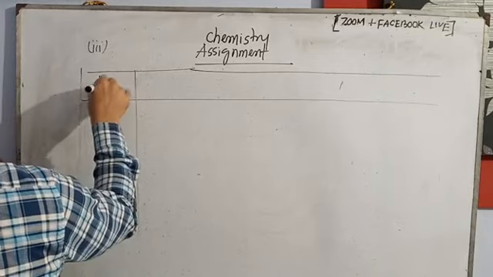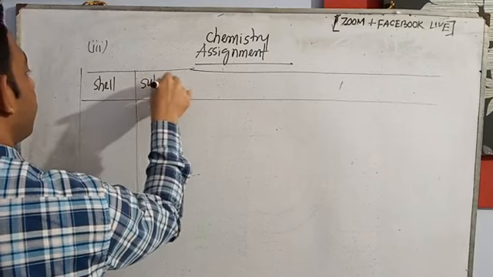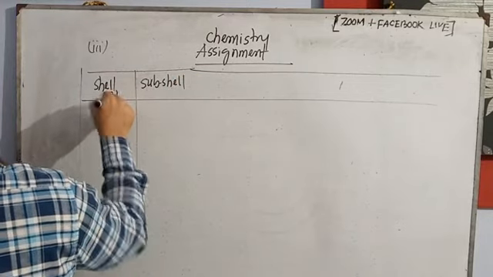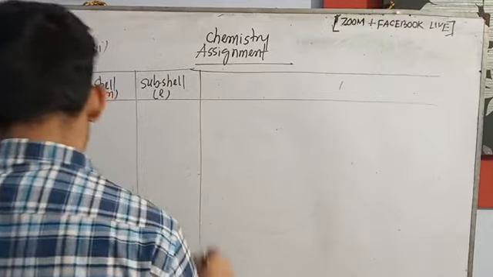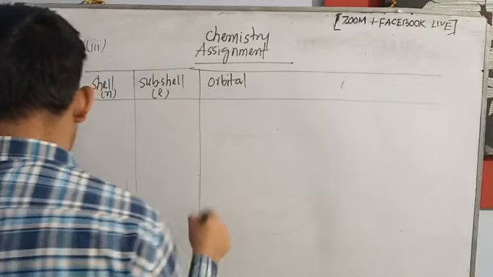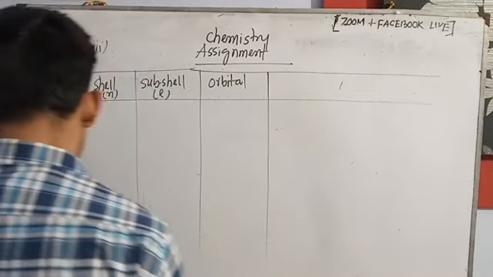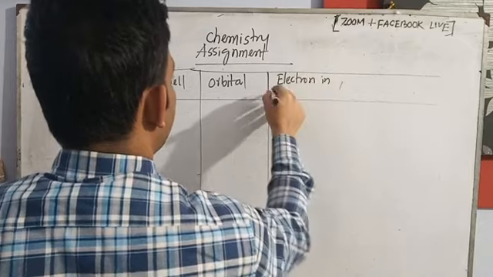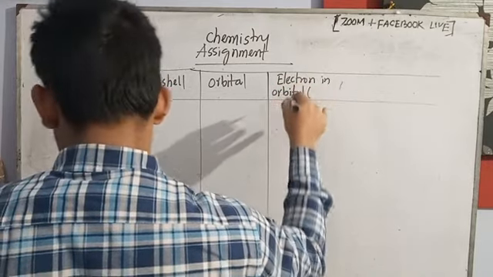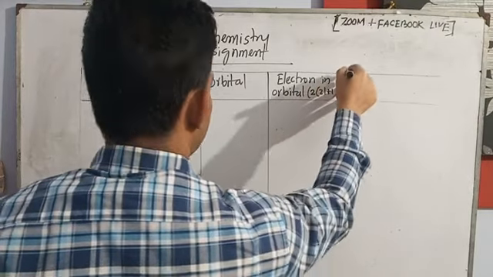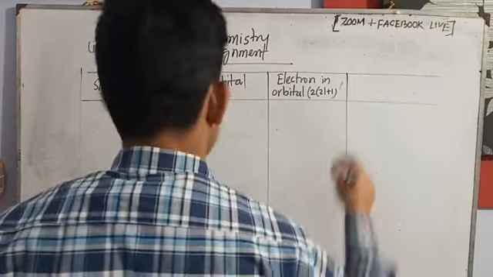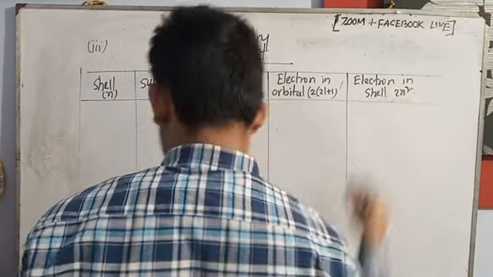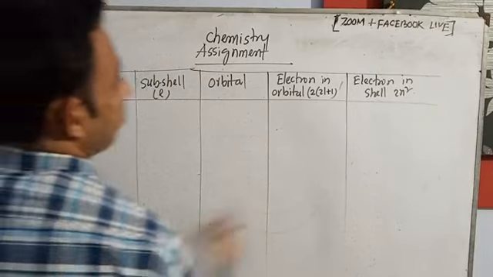Okay, this is the shell number, subshell. You can write up in there. Shell is denoted here N, subshell is L, orbital, then electron in orbital, 2 into 2l plus 1, electron in shell, 2n square. Okay, by using this one.